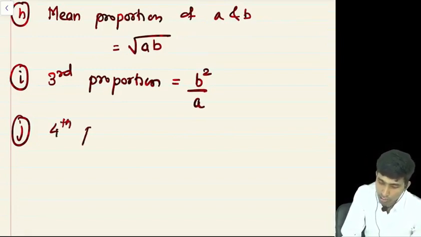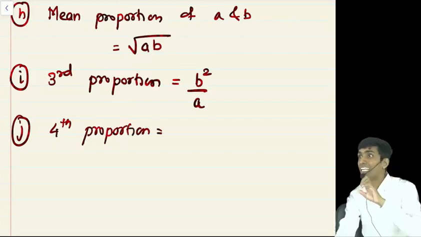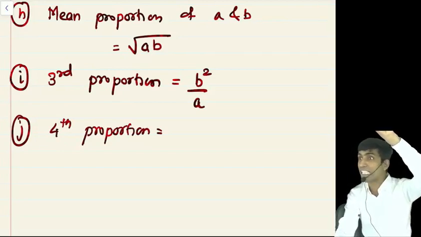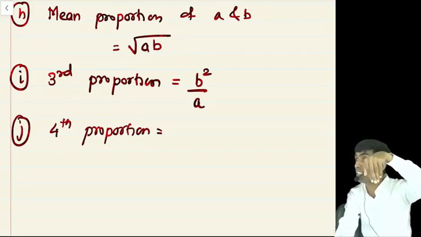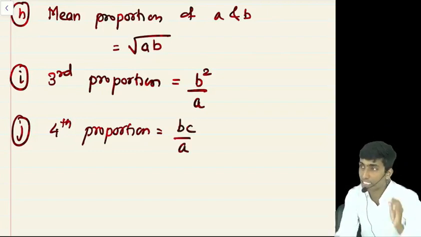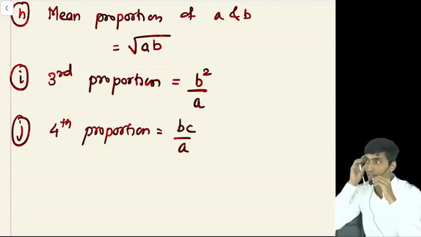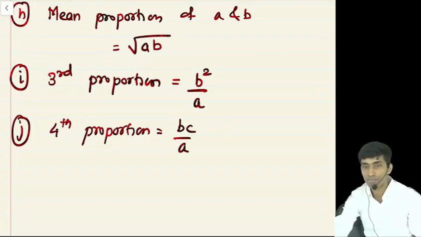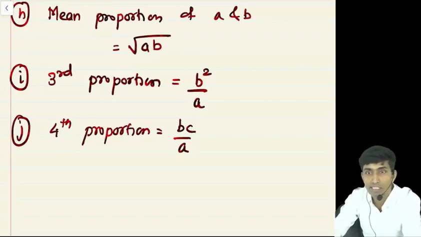Fourth proportion, okay, A, B, C, D are there. This time what we are trying to find? D. So it is BC upon A. It is BC upon A. Understood? Okay? Simple. Fine. Let's jump into the exercise.